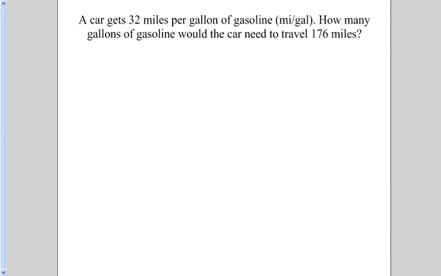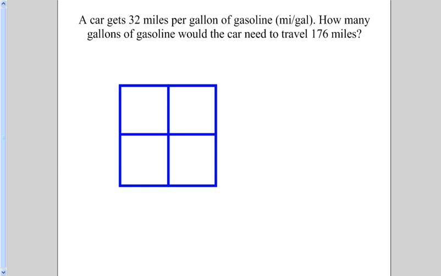This problem tells us that a car gets 32 miles per gallon of gasoline, and it asks how many gallons of gasoline the car would need to travel 176 miles. This is a rate problem, and the first sentence tells us what we're comparing, miles and gallons. And we can set up this information in a proportion table.